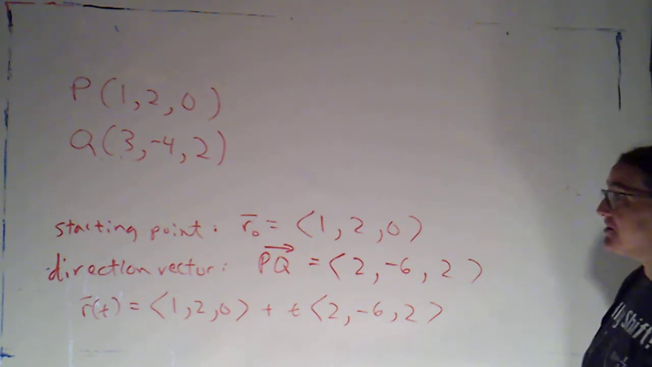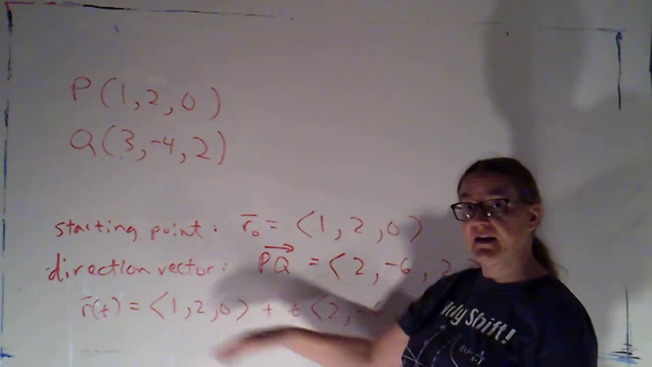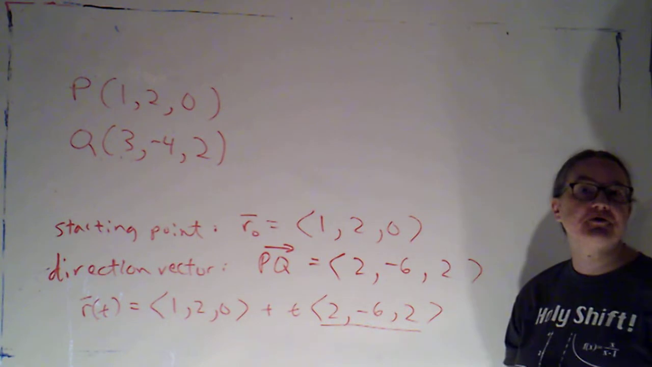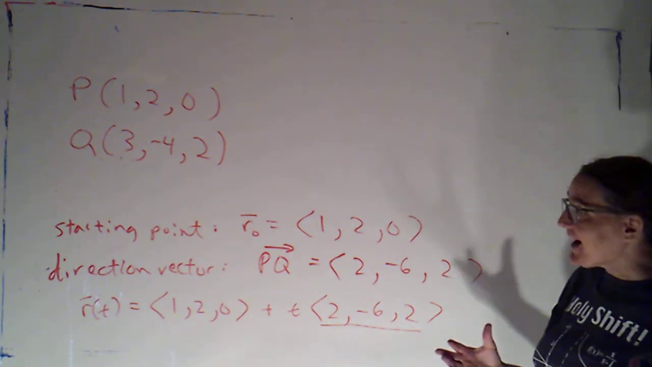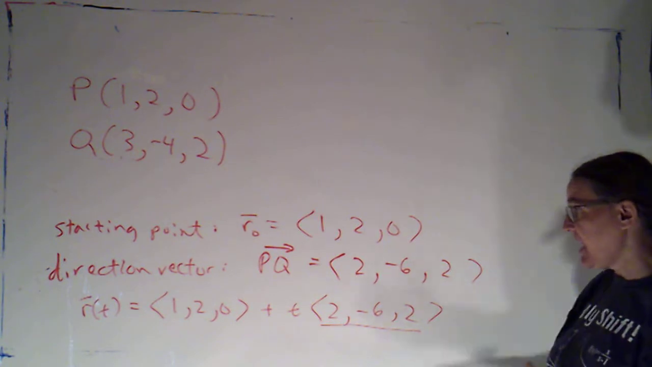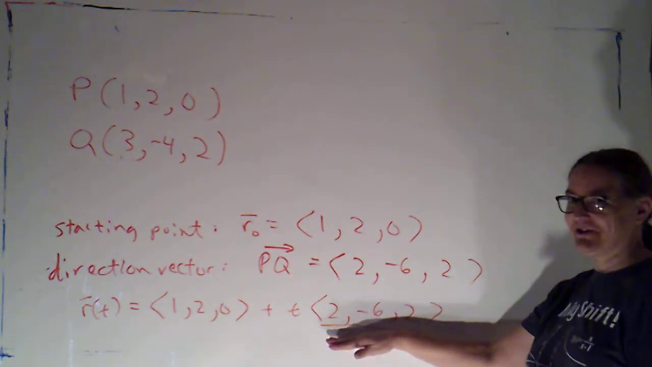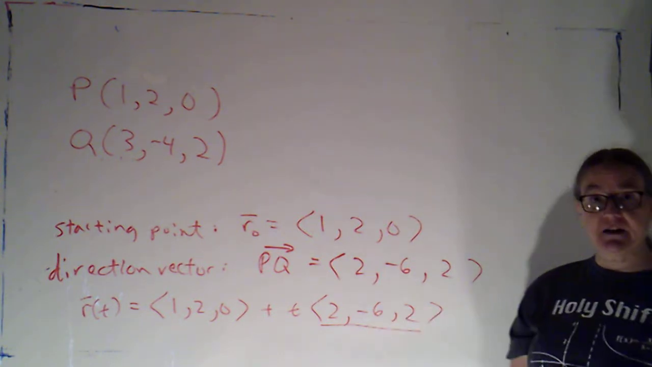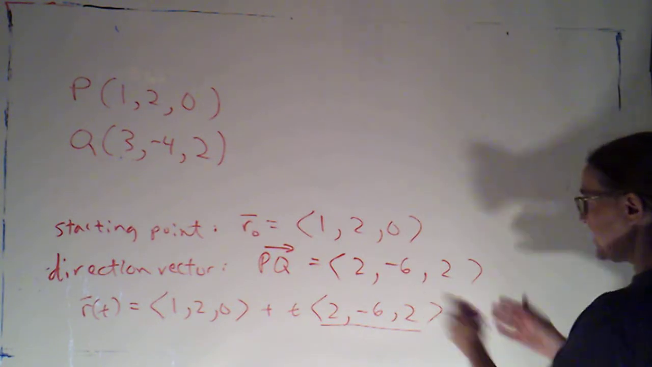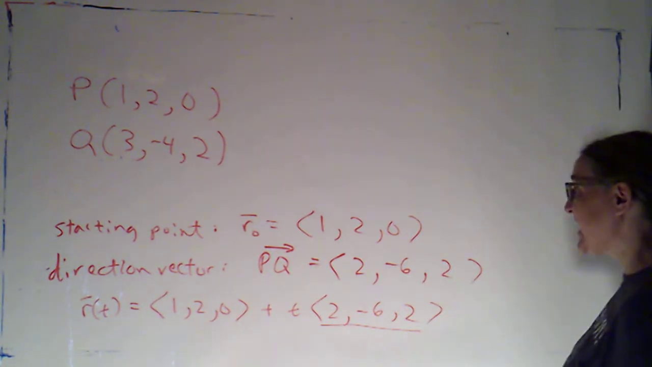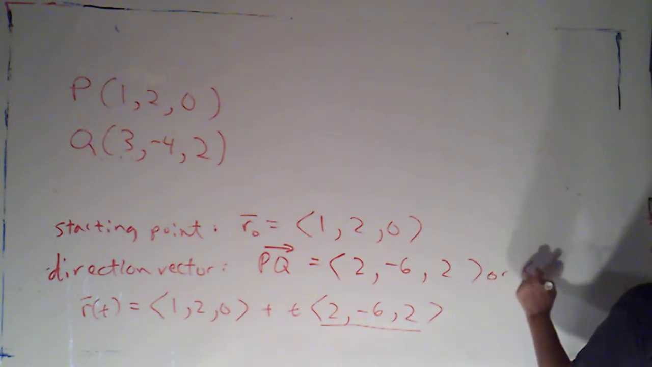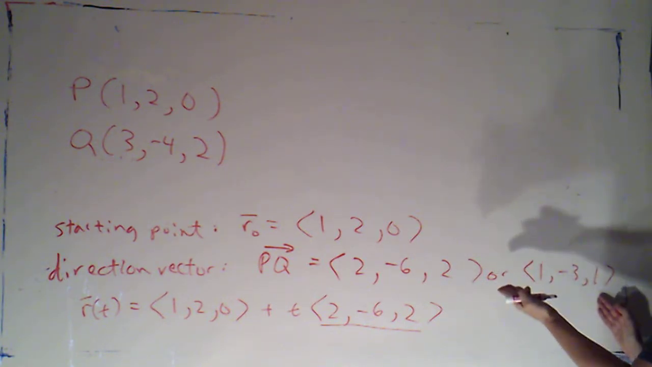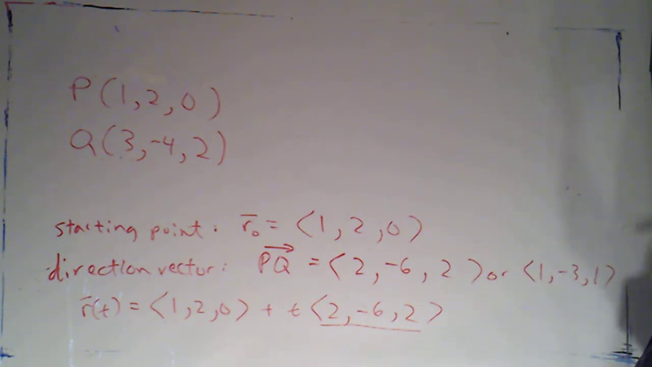Other possible answers you could get: you could have used Q as your starting point, and any non-zero multiple of this is correct for your direction vector. If I had specified that I wanted to have this orientation, I would have to use any positive multiple of this. A negative multiple of this would reverse the orientation, but any multiple of this would do. So if I wanted to, I could multiply that by a half and use as my direction vector instead (1, -3, 1). That points in the same direction, but I'm just using smaller numbers. So there are always going to be lots and lots of options.